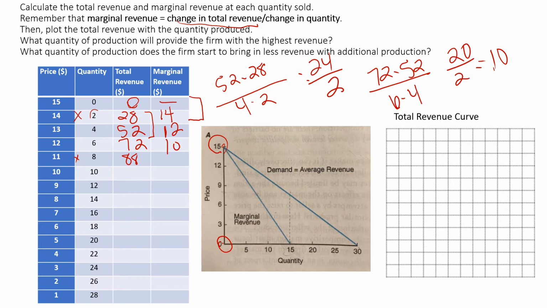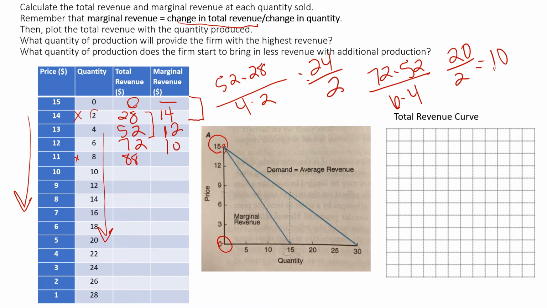Okay, so we can see that as the price decreases, which makes sense, our marginal revenue is going to decrease. And as the quantity is increasing, our marginal revenue is also decreasing, because the lower that we set our price, the more that's going to be demanded. So that's going to result in our marginal revenue decreasing.